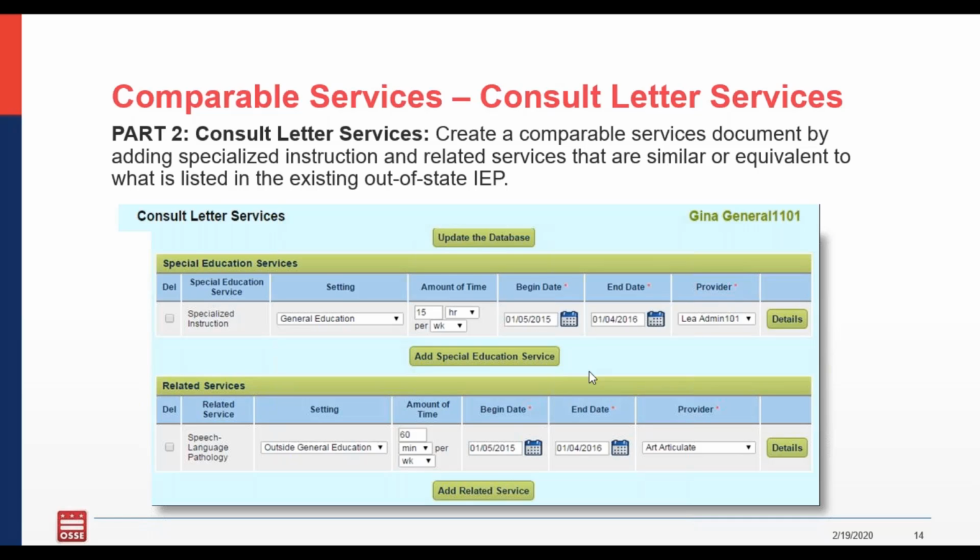Part 2 is the consult letter. You're creating the comparable services document by adding the specialized instruction and related services similar to or equivalent to what was already listed on that out-of-state IEP. So you're just putting in that information. Make sure you are using the same begin and end date for that service. So whatever that service is that was coming in from Virginia, you'll be putting the same start and end date for that service here in DC under your special ed and your related services tab.